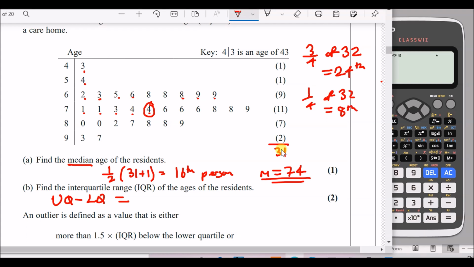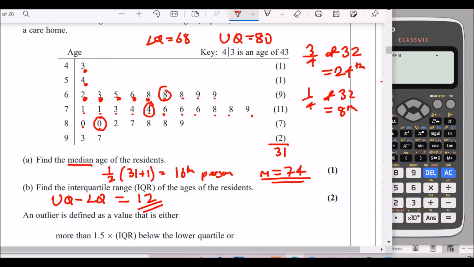So let's go ahead and find both. Well, to find the 8th person, count from the top here. So you've got 1, 2, 3, 4, 5, 6, 7, 8. So it's going to be 68. So the lower quartile is 68. And as for the upper quartile, I'm just going to count onwards from the median. So we've got the 16th person here. Therefore, we're going to have the 17, 18, 19, 20, 21, 22, 23, 24th. So the 24th person is age 80. So our upper quartile is 80. Therefore, the difference between 80 and 68 is 12. So that's the answer, 12.